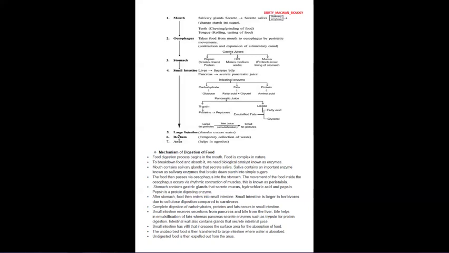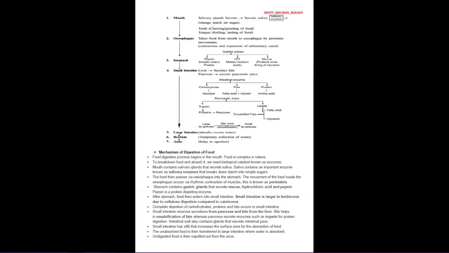Now, for the breakdown as well as for the absorption of the food, we need a biological catalyst, and that is known as enzymes. They are responsible for breaking down complex food molecules into simpler ones. The mouth contains salivary glands that secrete saliva. This saliva contains an important enzyme known as salivary amylase, which is responsible for the breakdown of starch into simple sugars.